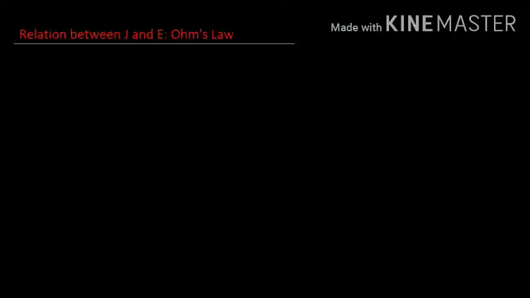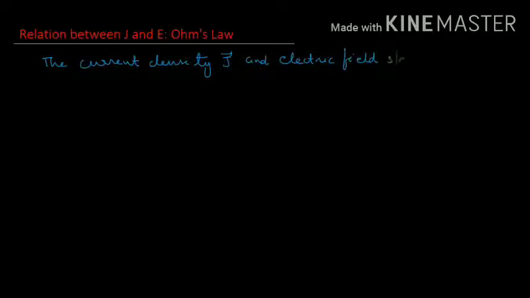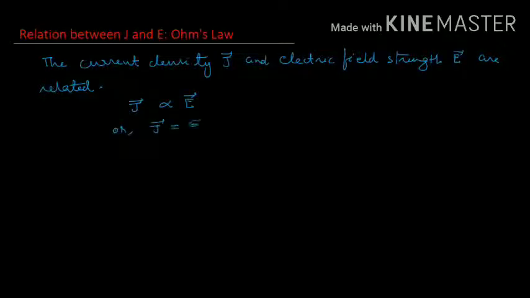The current density J and electric field strength E are related. J is directly proportional to E, or J is equal to sigma E, where sigma is a constant of proportionality.